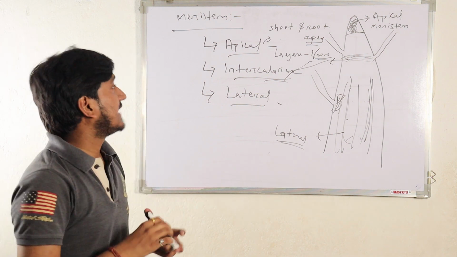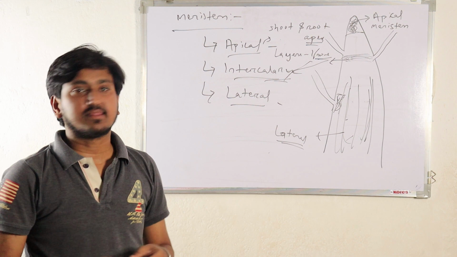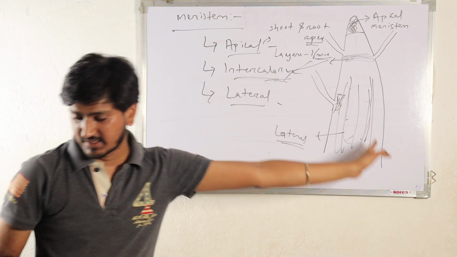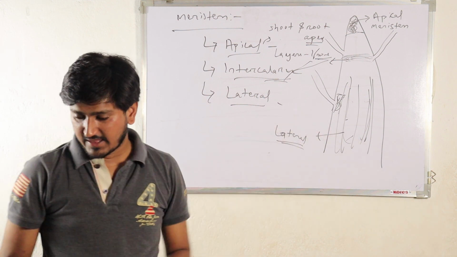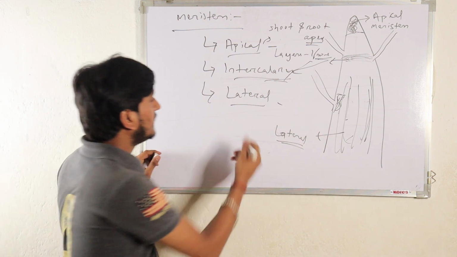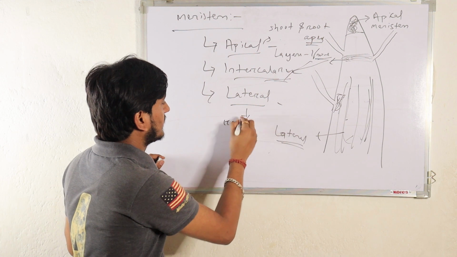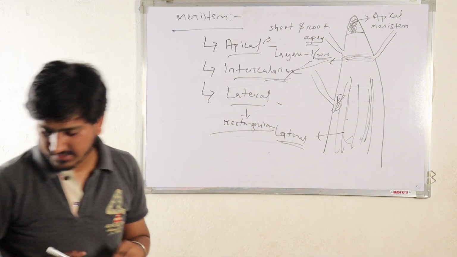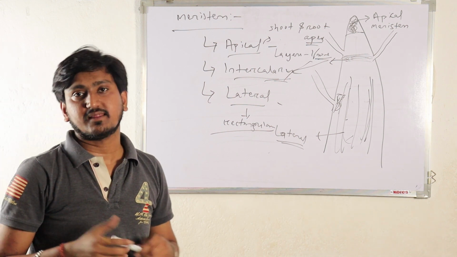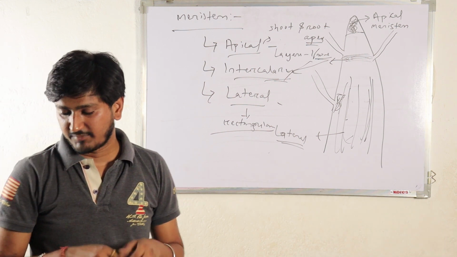Okay, the lateral meristem, this is present in the sides or lateral parts, as mentioned, of the stem and the root, and that's why it is called lateral meristem. And the cells of these are usually rectangular shaped. In lateral meristem, the cells are rectangular in shape, okay? And these cells are present in the sides of roots and stems, okay?